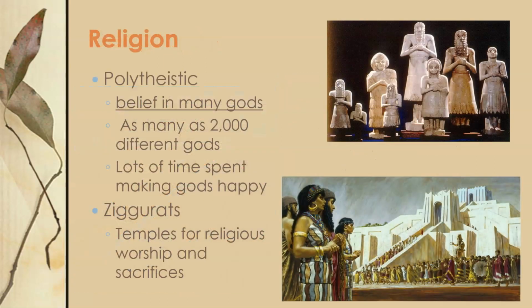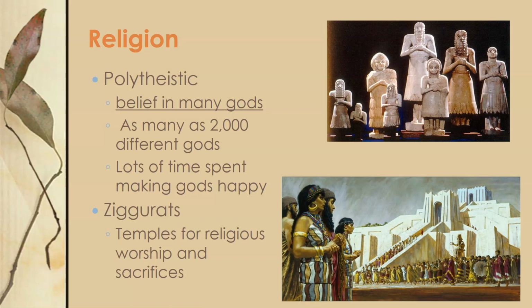Now let's look at the Mesopotamian religion. Mesopotamians were polytheistic. That means that they believed in many gods. We believe there were as many as 2,000 different gods that Mesopotamians prayed to. These gods were very capricious. People believed that if the gods were unhappy, they would send bad things to happen to them, like their crops might not grow because of a drought or floods, or maybe they'd be attacked by enemies.